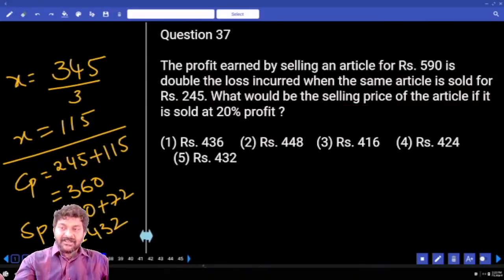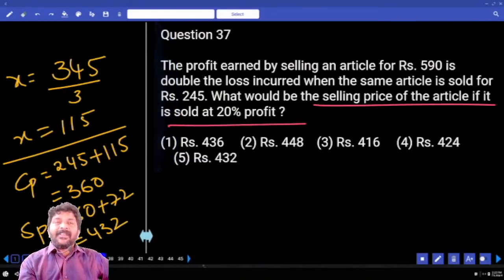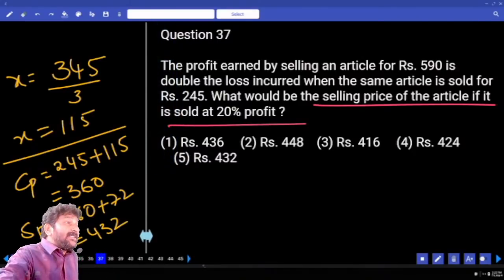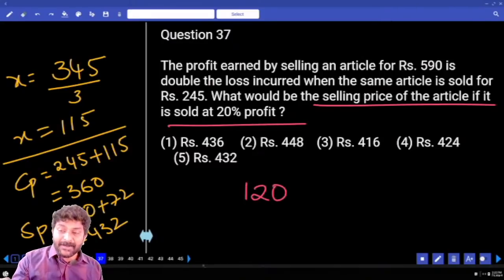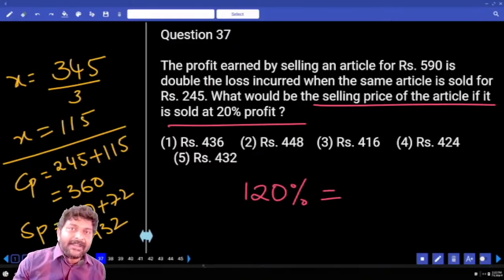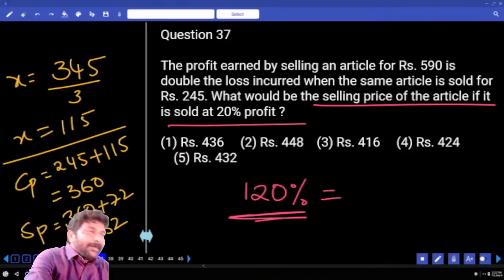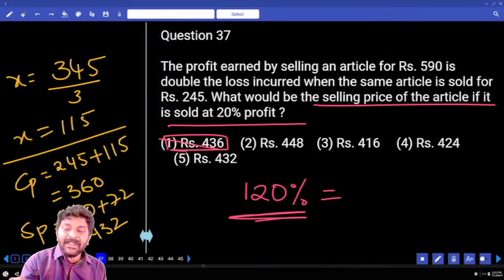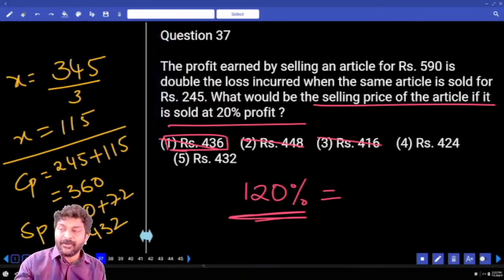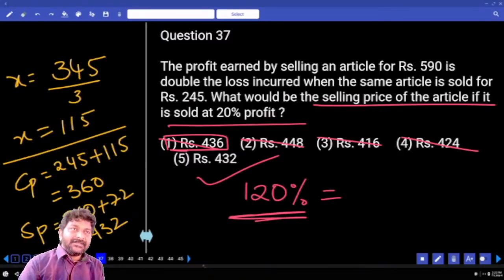When you read the question, it is clear that we were asked to calculate the selling price when there is 20% profit, correct? That means what percentage is supposed to be calculated? 120%. This is what we need to calculate. Agreed? 120. Which multiple is this? 3 multiple? Is your first option a 3 multiple? No. Second, third, fourth, fifth, final answer.